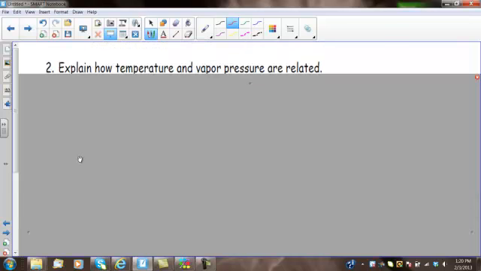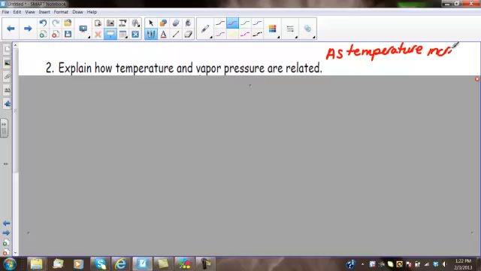Explain how temperature and vapor pressure are related. As temperature increases, vapor pressure increases. So think of a closed container. If you have a gas in a closed container and you begin to heat it, the molecules are going to start moving faster and they're going to collide more, and they're going to bounce off the walls of the container. The pressure is going to increase because the molecules have nowhere to go. So it's a direct relationship.